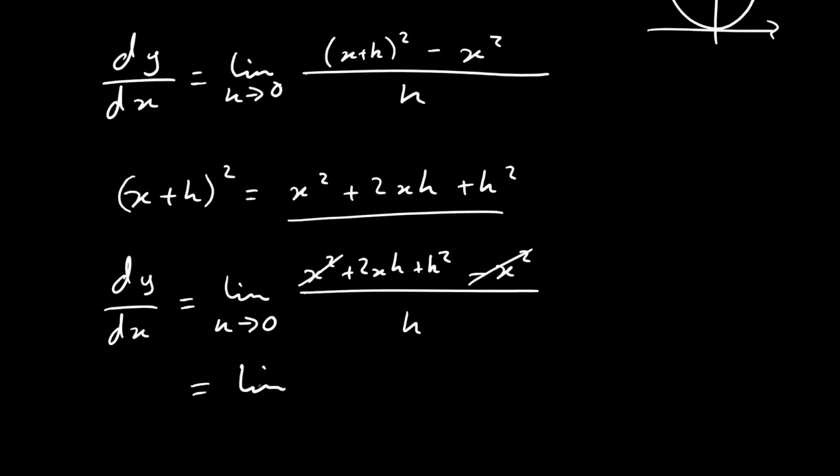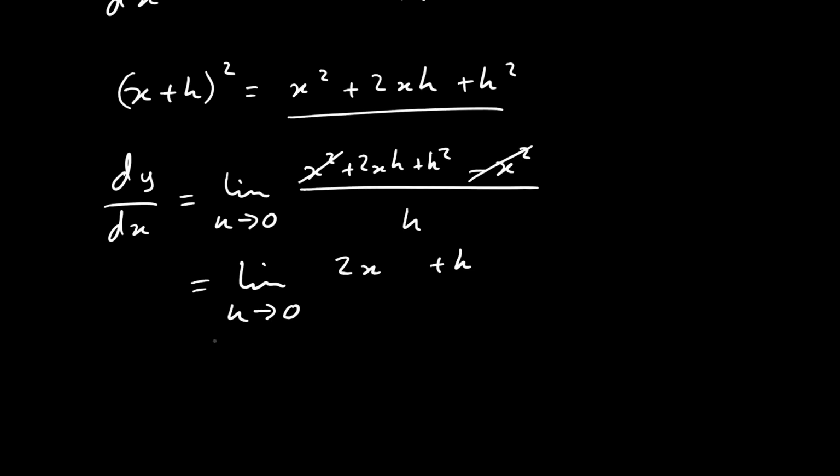So what am I left with? Well, I've got a 2xh on the top plus an h squared, but then I'm dividing through by h. Well, whenever I divide through by h, I can just do a bit of cancellation. So that cancels with that and cancels with that. So what am I left with? Well, I'm left with that, effectively. Now, what happens when I take the limit as h approaches 0? Well, when I take the limit as h approaches 0, remember what that's actually saying?